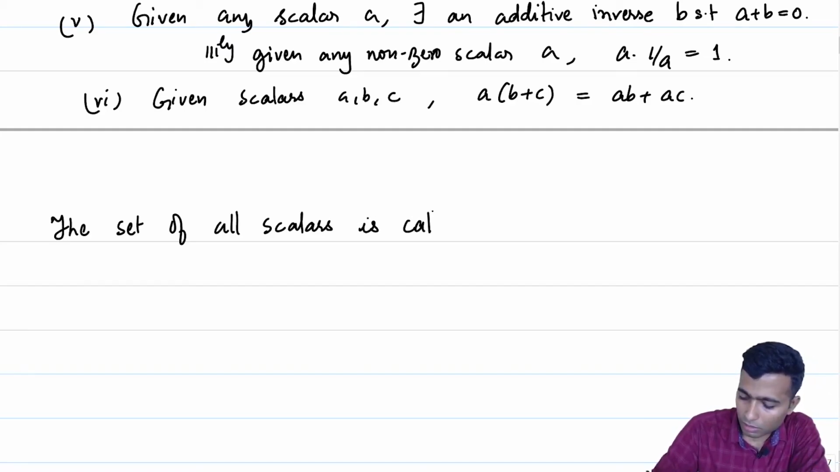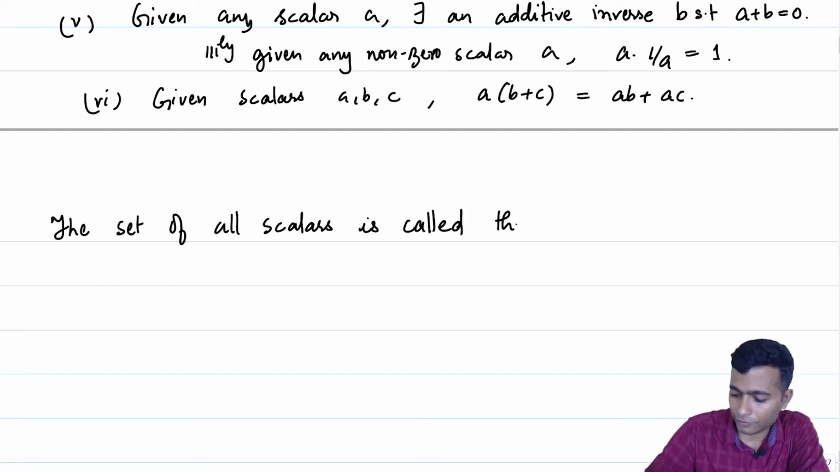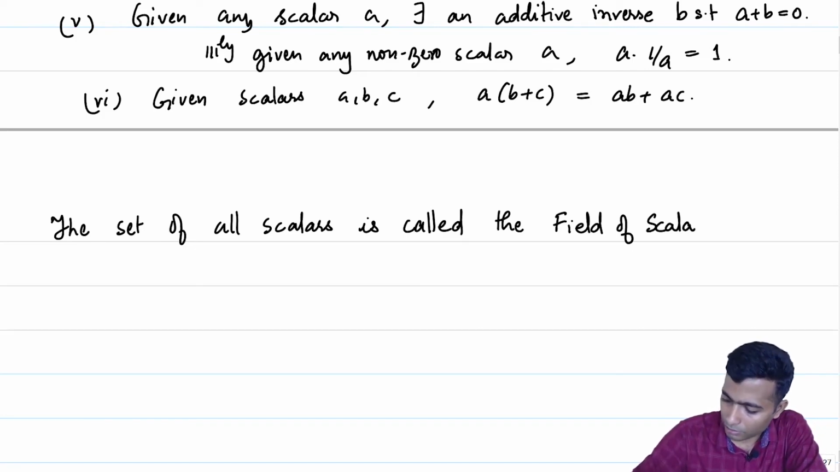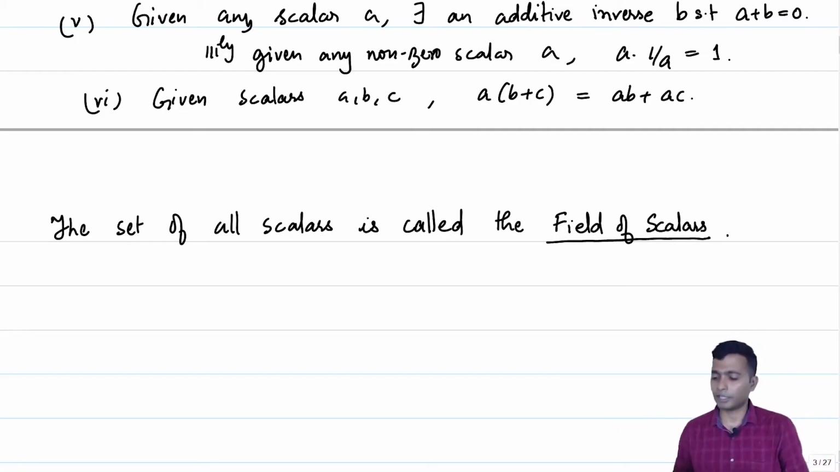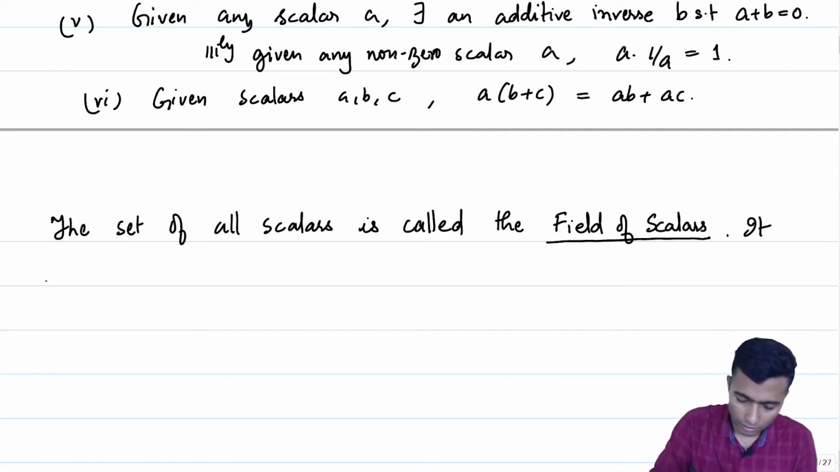So the collection, or the set of all scalars, is called the field of scalars. Just underline it after that. I will not write it in capitals. So let me just underline it. It's called the field of scalars. It's sometimes denoted by F.